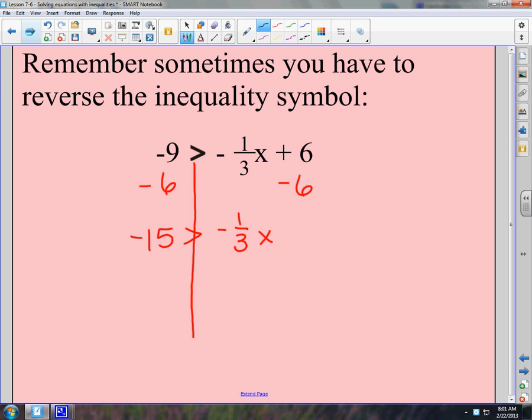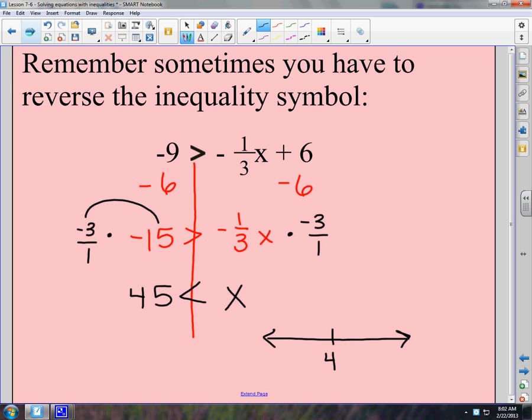I'm going to multiply both sides by the reciprocal, -3/1. And when I multiply by a negative, I have to reverse my sign. So x, I'm going to reverse my sign, is greater than -3 times -15 is a +45. I draw my graph, put 45 in the middle, 46, 44, and then I have an open circle, and x is greater than 45.